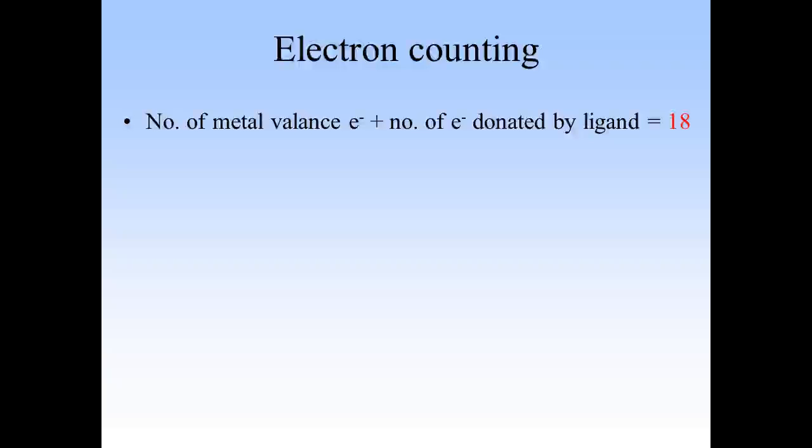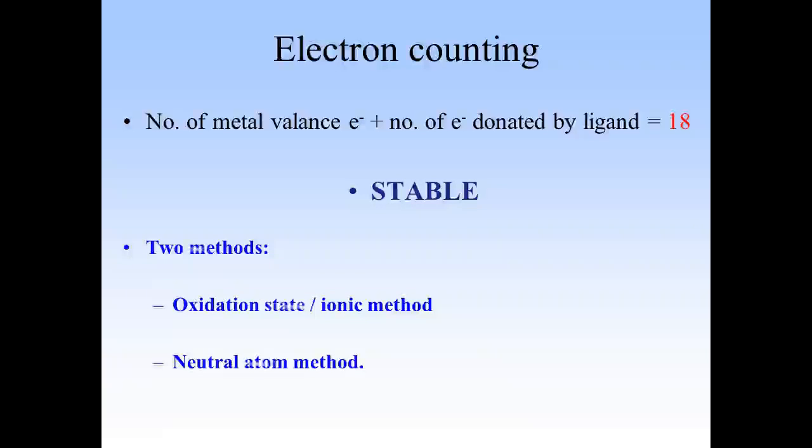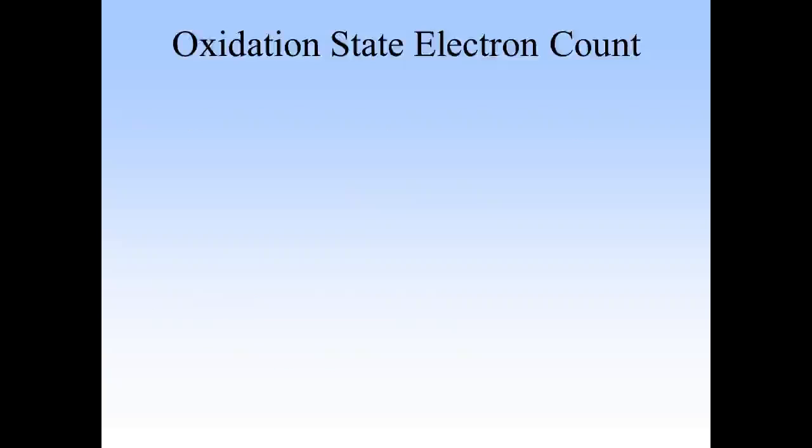So what we are going to do is count the valence electrons of the metal and add them to the electrons donated by the ligands. As I said earlier, if the total is 18, then such complexes or compounds are stable. There are two methods available to count or predict the EAN rule. The first method is the oxidation state method, also called the ionic method. The second method is the neutral atom method, which is also known as the covalent method.